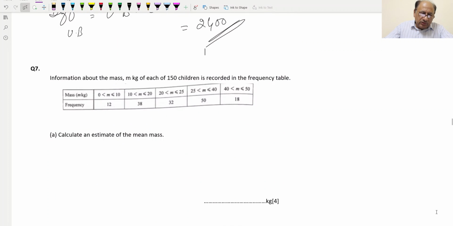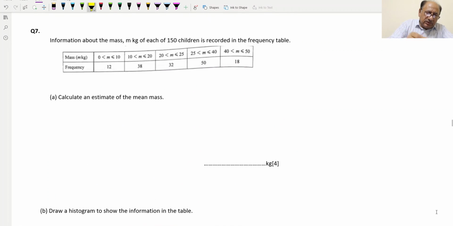Now this is question number 7, and question number 7 says: information about the mass m kilogram of each of 150 children is recorded in the frequency table, with mass and frequency. From 0 to 10 is 12, 10 to 20 is 38, and values for the respective ranges are provided. Part A, calculate the estimated mean mass.